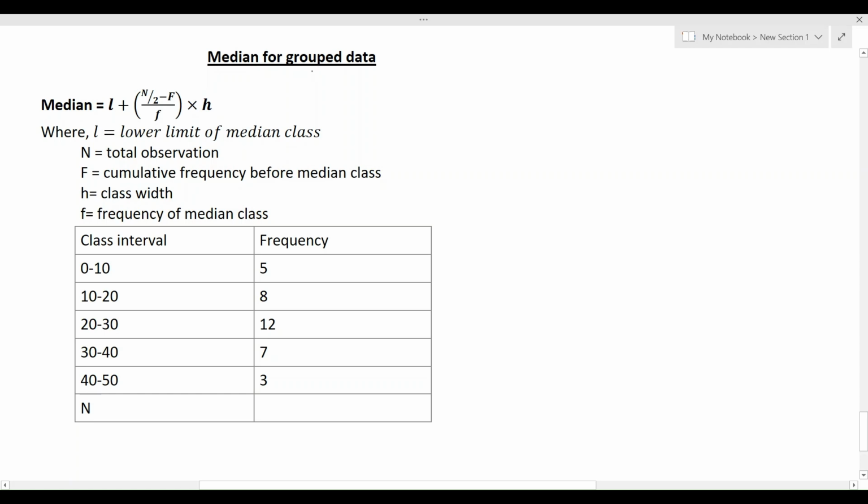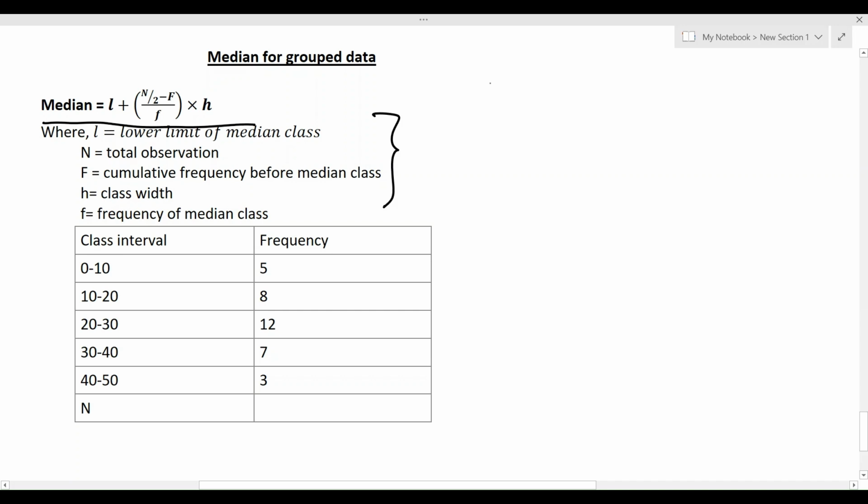So today we are going to learn how to calculate median for grouped data. Here we can see the formula of median. This is the formula of median, and in this part we have the description of the formula. So let's start step by step. We can see an example of grouped data which is grouped into 5 class intervals.